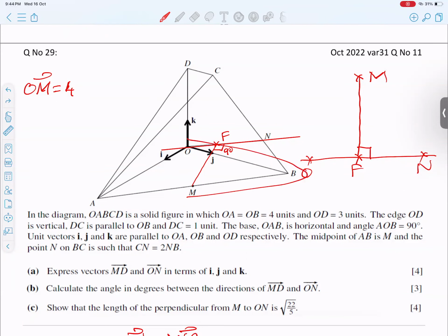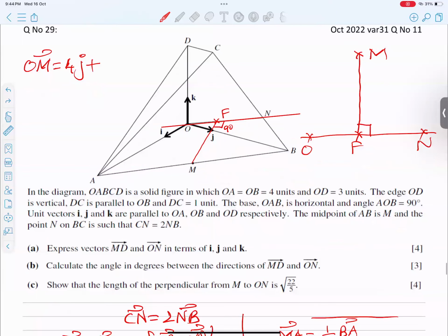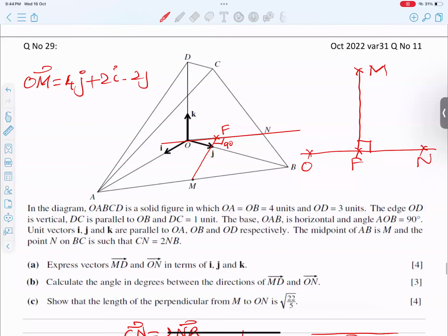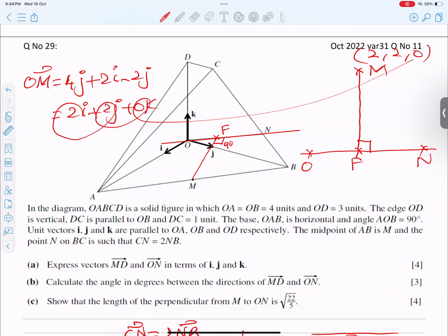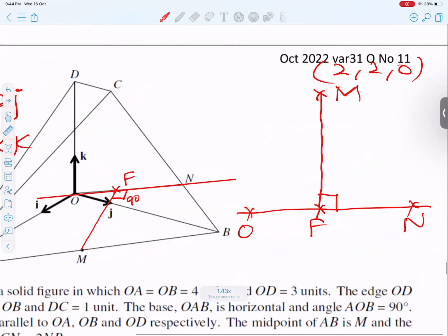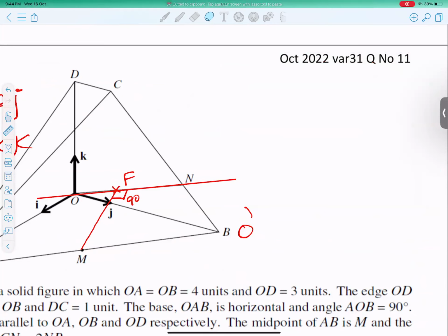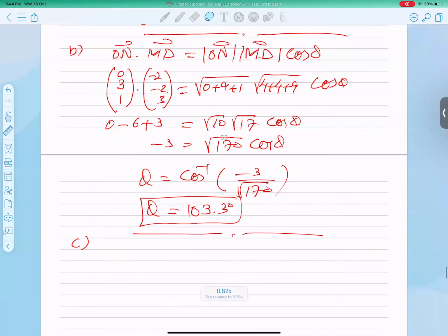So I go from O to B, B to M. O to B is 4J. So I'm writing 4J. And BM is the same vector, which is here: 2I minus 2J. So finally, I get 2I plus 2J plus 0K. So the coordinates of M are 2, 2, 0. I think this point is very, very clear. So I take this diagram and shift it to another page, because without this diagram we cannot do the question. So let's move on. Okay, I'm pasting it here.